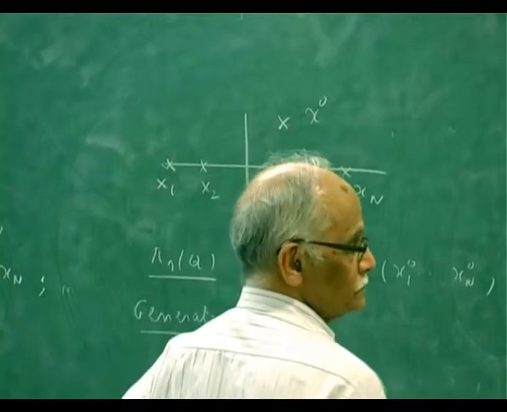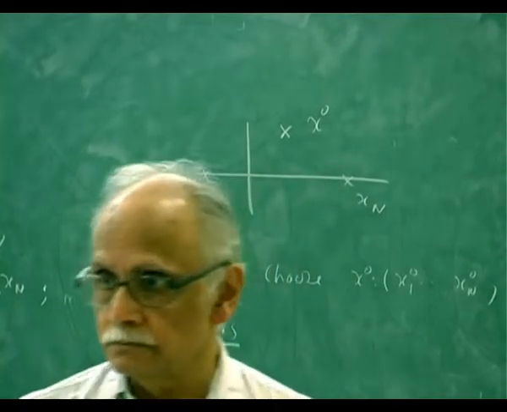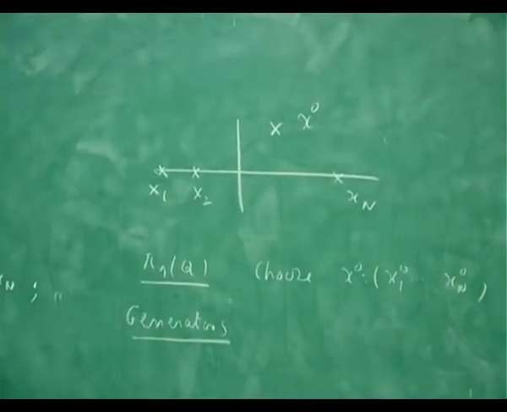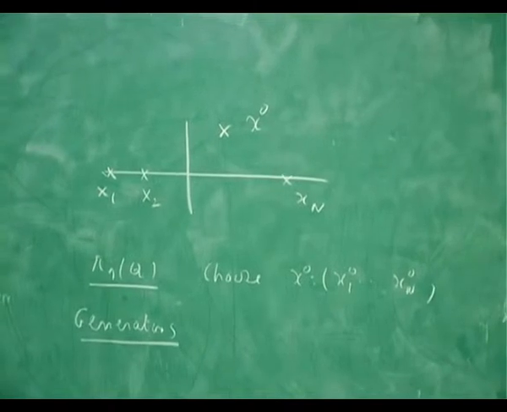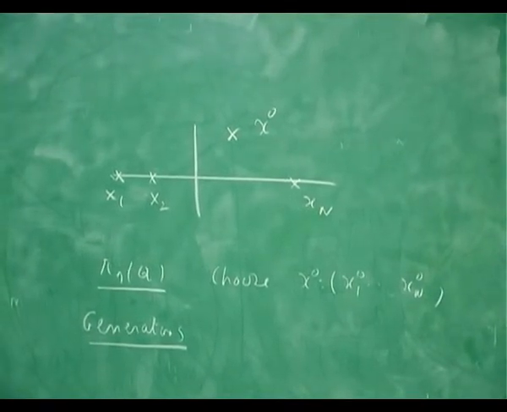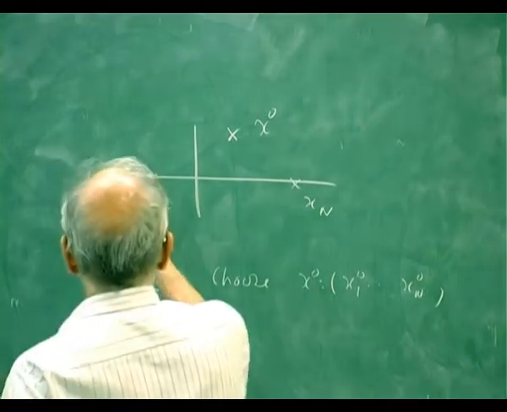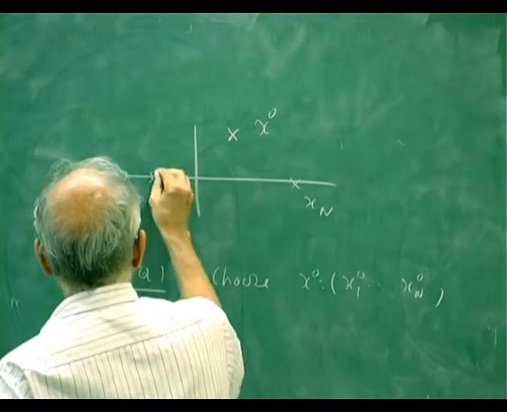This zero does not represent a hole. x0 is not a hole. It is a point in the complement. These are the holes.